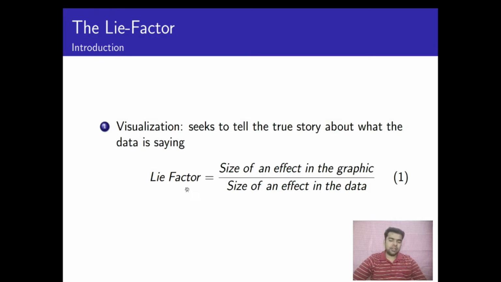So this brings us to the definition of lie factor. So what is lie factor? Lie factor is a ratio of the size of an effect in the graphic to the size of an effect in the data, right? And what should our objective be? Our objective should be to make sure that whatever effect is there in the data, the same should be highlighted in the graphics also. That means we are trying to avoid that exaggeration and to make sure that this lie factor remains as small as possible, right?